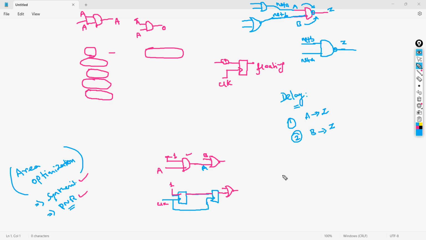There is one optimization technique called pin swapping. It is heavily used for your PPA optimization. Now, to understand this, you should know the delay in this case and the delay in this case, A to Z and B to Z. Then you would be able to understand how pin swapping helps you in terms of optimization. Got it?